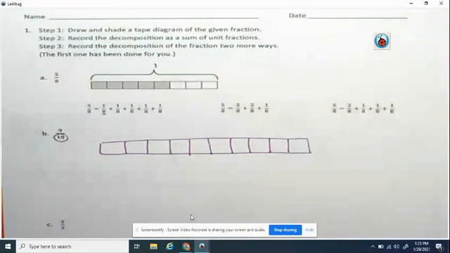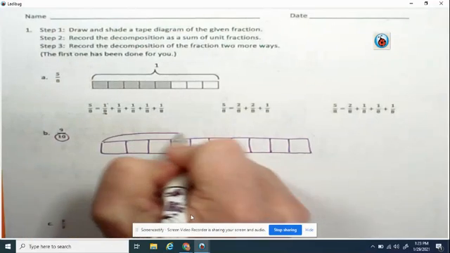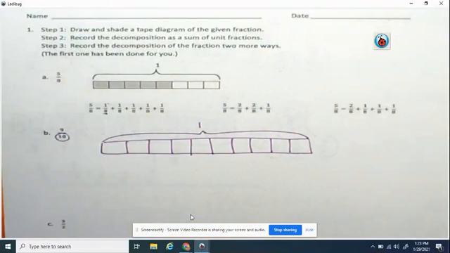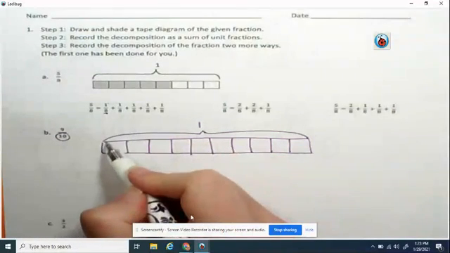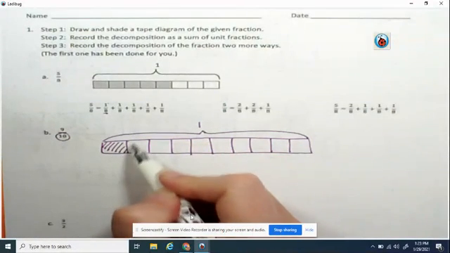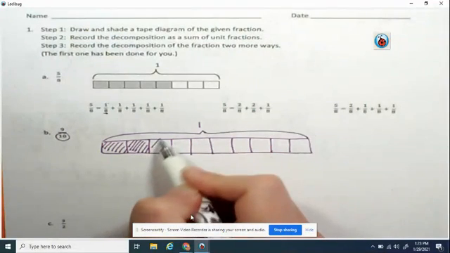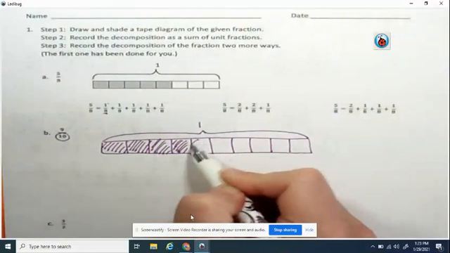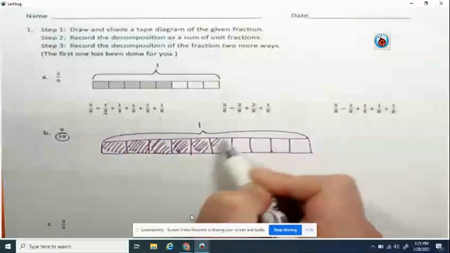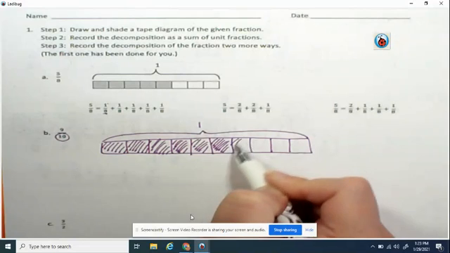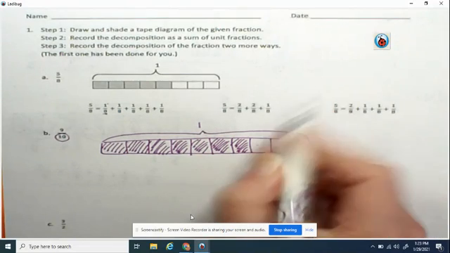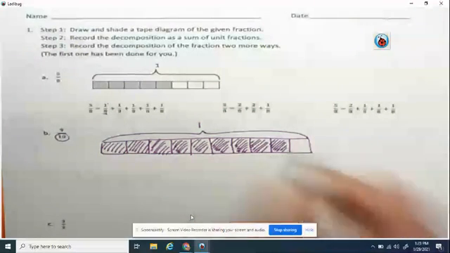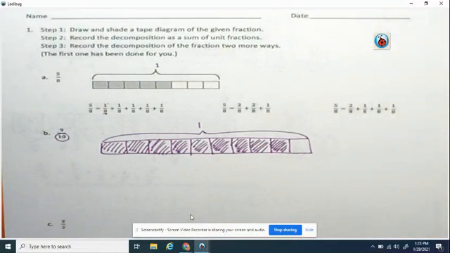All right, so if this is my whole, one whole, and then we have 9/10. 1, 2, 3, 4, 5, 6, 7, 8, 9. Okay, so there are my 9/10.